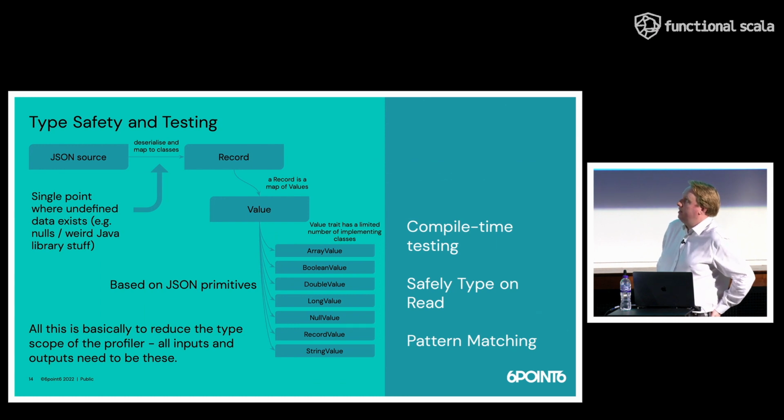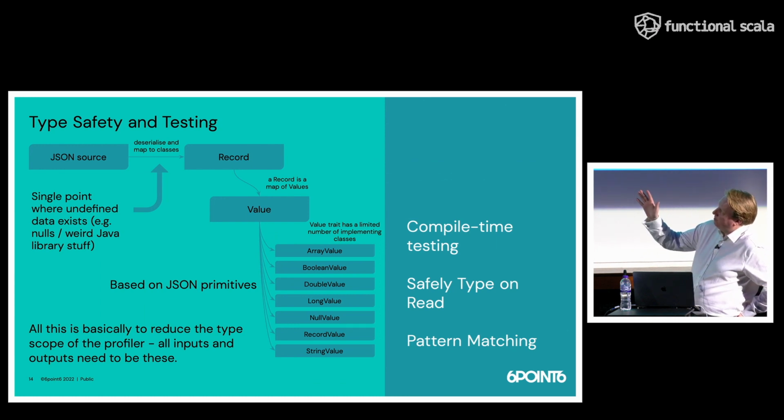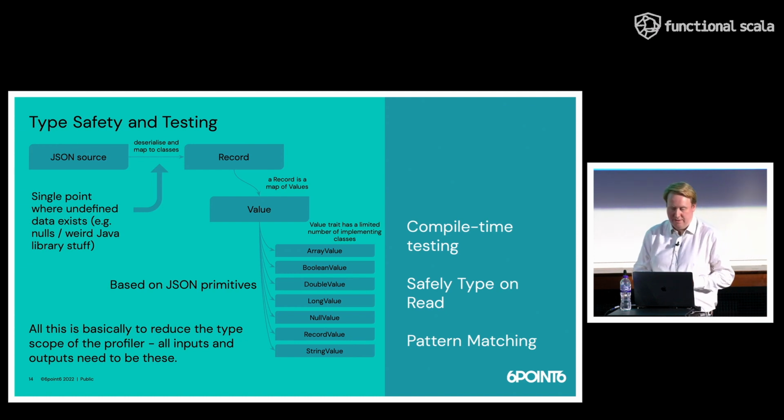So then what we ended up doing was saying, right, there's this first place where there's a bunch of undefined data, like maybe it's got nulls and other weird stuff that we don't really want in Scala, right? And then map it to this, where you've got a really simplified, constrained model of what's allowed. And this is all just to reduce the type scope of the profiler, right? So that all the inputs and actually outputs are just these, right?